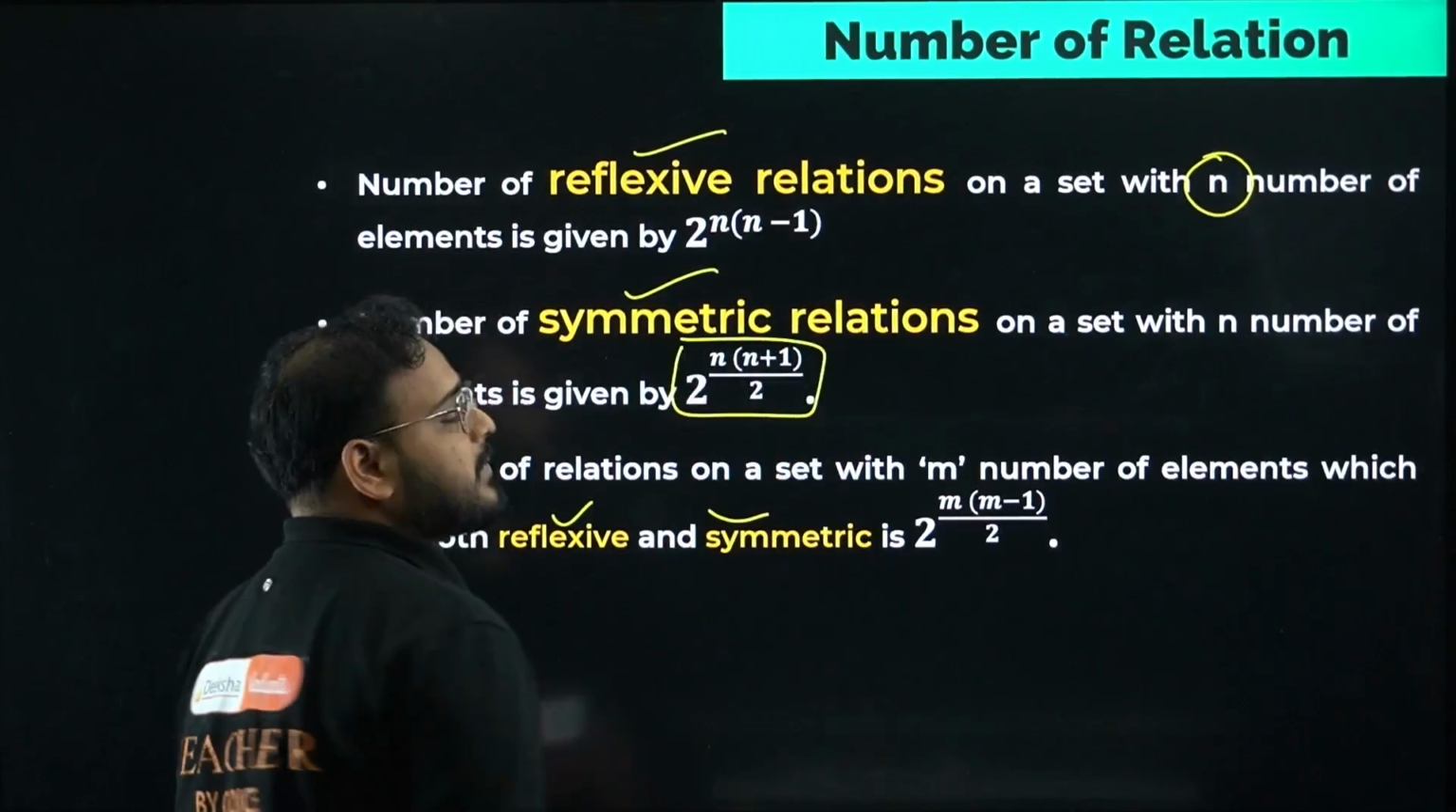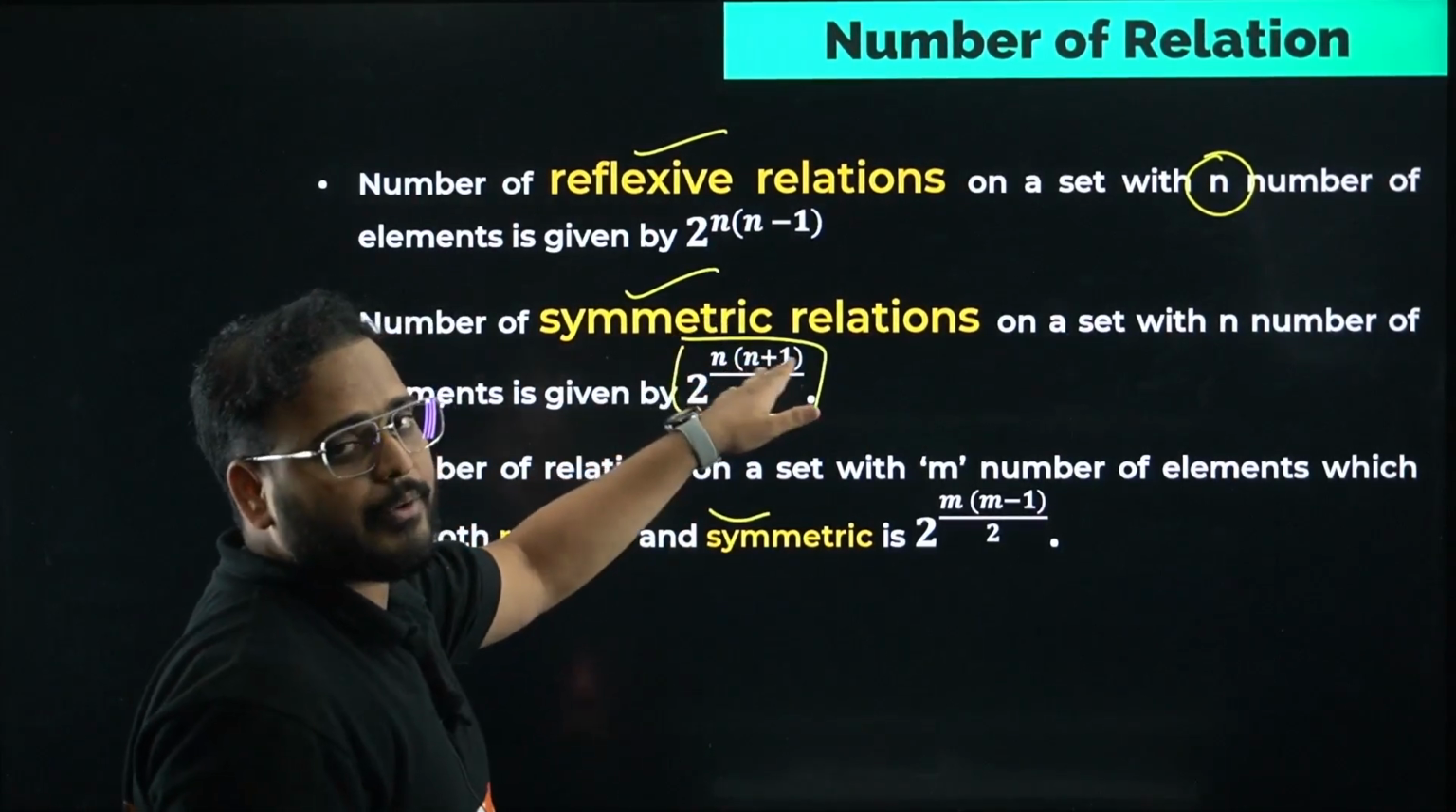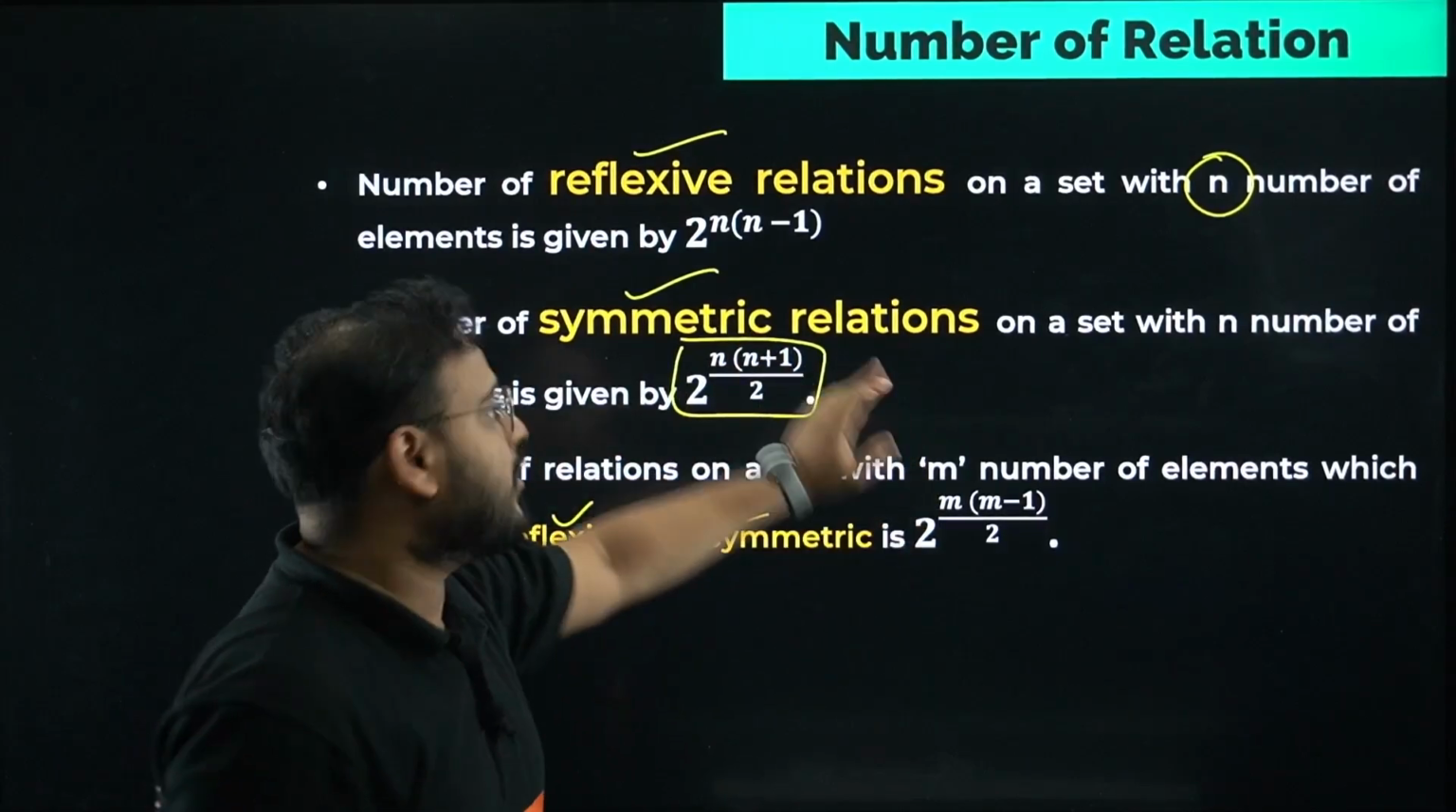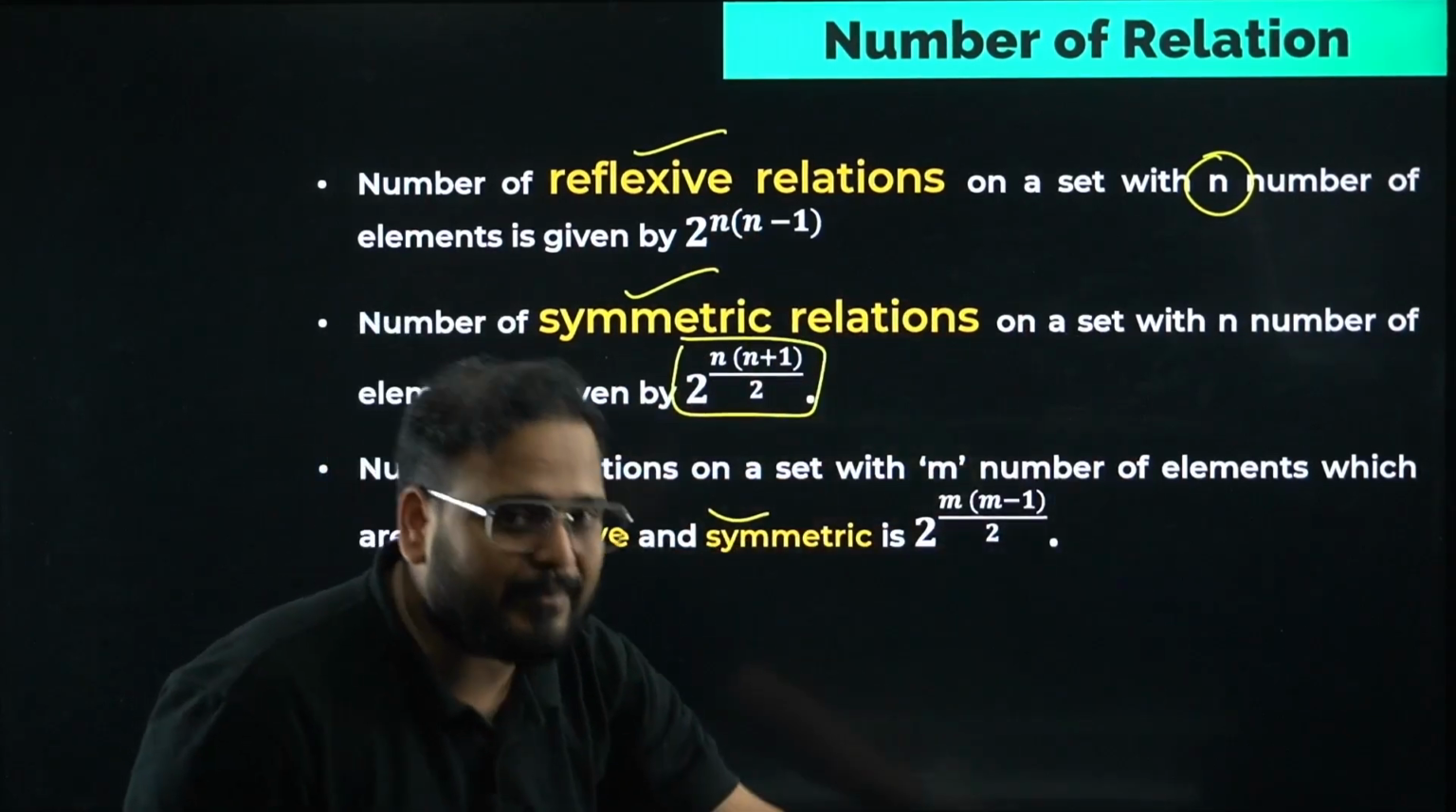2 power n times of n plus 1 by 2. Again, we will always have 2 power, okay? 2 power of n times of n plus 1 by 2. Over here we have 2 power n times of n minus 1.